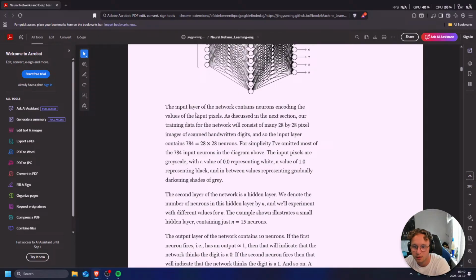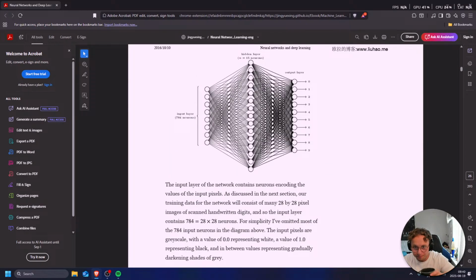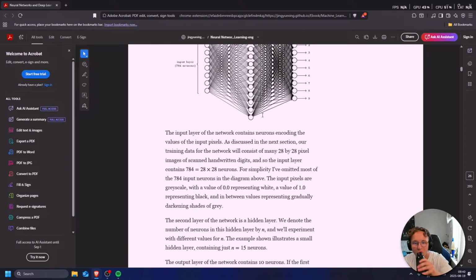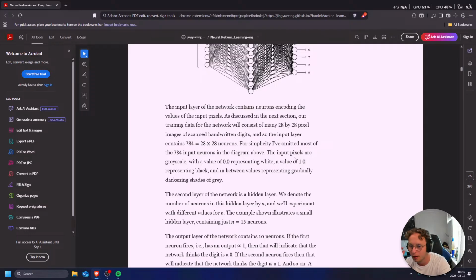For simplicity, I've omitted most of the 784 input neurons in the diagram above. Which is here by one. The input pixels are grayscale, with a value of 0.0 representing white and a value of 1.0 representing black, and the in-between values representing gradually darkening shades of gray, which makes sense.